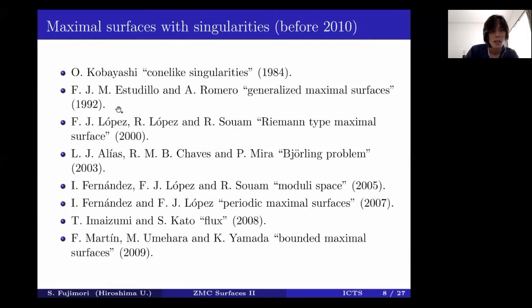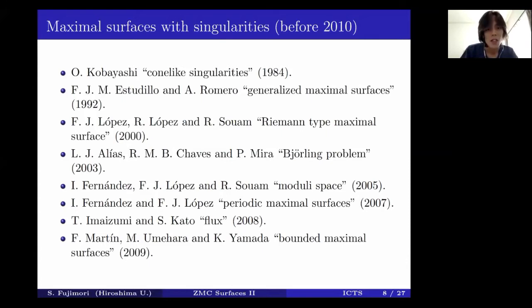And in 2000, Lopez considered Riemann staircase type maximal surfaces, while Arias, Chavez, Mira considered the Björling problem, and Fernandez, Lopez considered the moduli space of maximal surfaces with isolated singularities. Also, Fernandez, Lopez constructed periodic maximal surfaces, and Imaizumi, Kato considered the notion of flux of maximal surfaces, and Martin, Umehara, Yamada constructed bounded maximal surfaces, and so on. So many. Yeah, and in the recent 10 years, there are more. But let me explain some of these results.